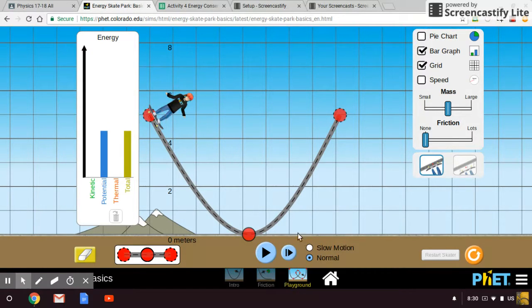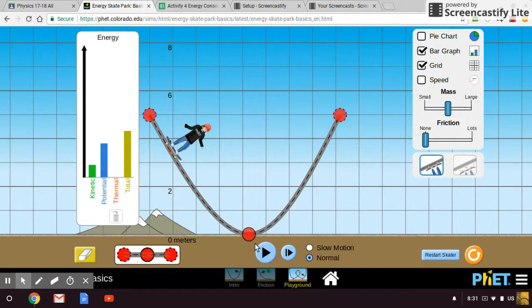As she goes down, she's going to pick up speed and get lower to the ground. So potential is going to decrease because she's getting lower, and kinetic is going to increase because she's speeding up. Potential depends on how high you are, at least gravitational. Kinetic depends on how fast you're going. Our potential decreased, our kinetic is increasing. Notice our total is staying the same.